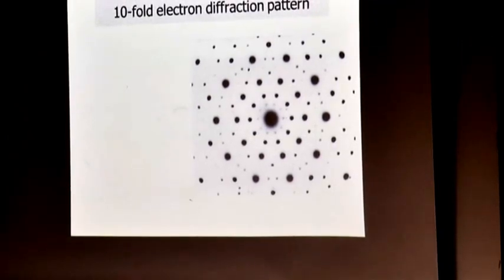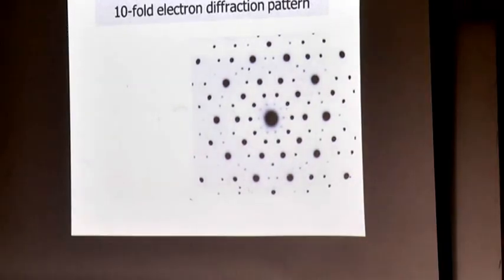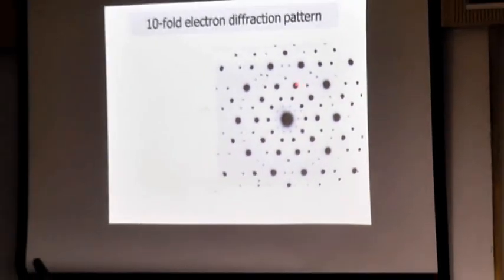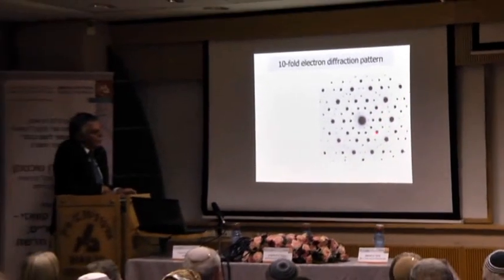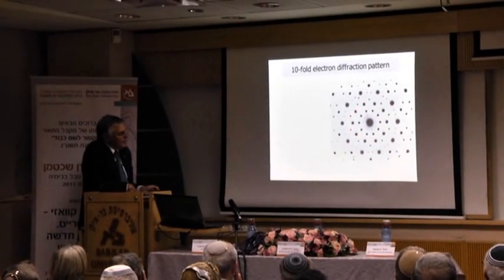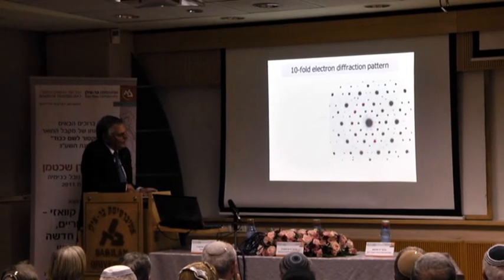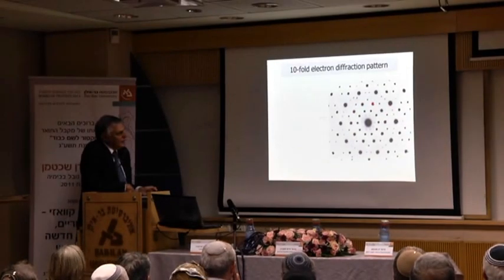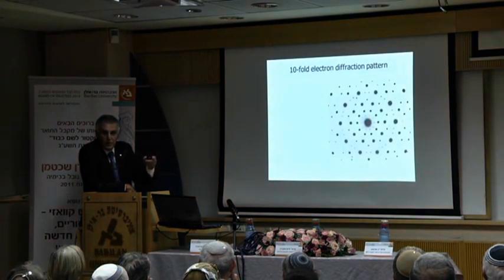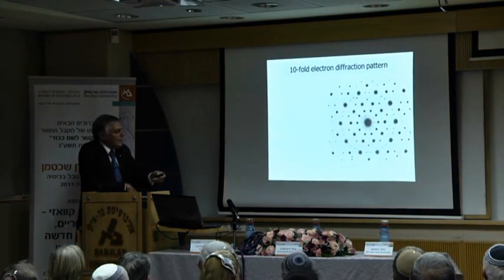Now I look at the diffraction pattern and there are several things that happen. Number one, I said, what is the rotational symmetry? So I started to count. 1, 2, 3, 4, 5, 6, 7, 8, 9, 10. No, cannot be. I counted again, and I wrote tenfold with three question marks. But that's not all.